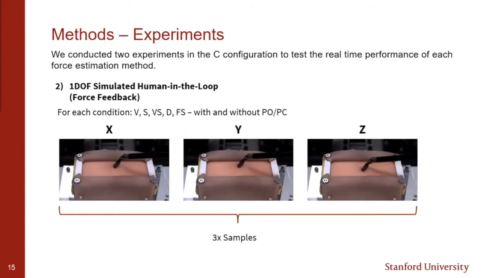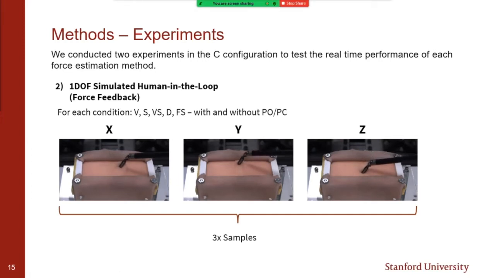So we did this for the 5 conditions with and without the passivity controller in each of the 3 Cartesian directions, and for 3 samples each. So it's just like pull and hold, and then go to the other side, pull and hold.